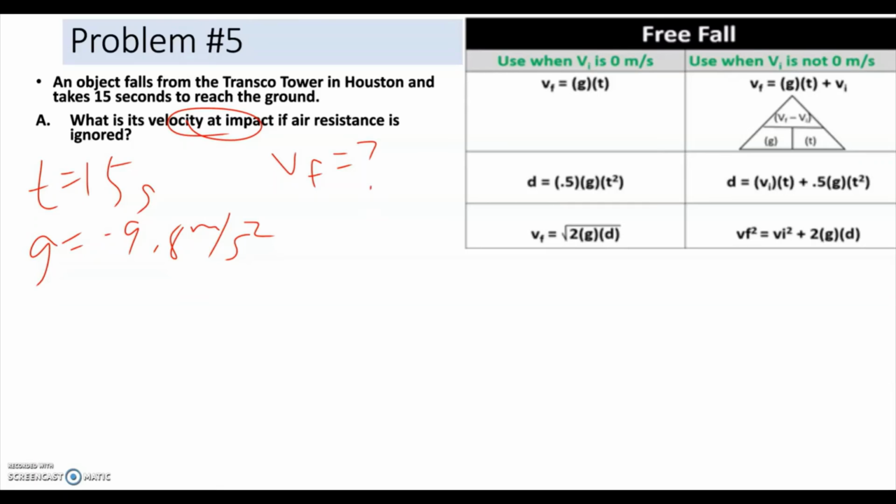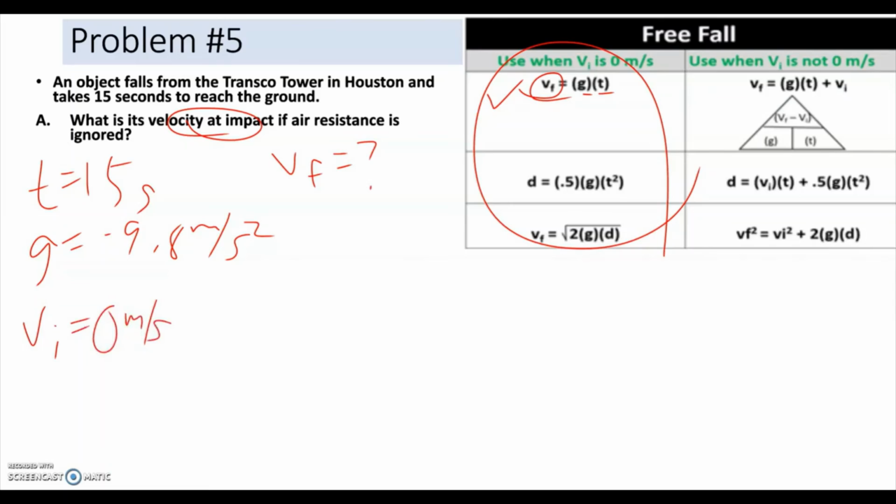All right, so for this one, we are given time and gravity. We are going to need to use this first equation to find the final velocity. That is what we are looking for. I'm staying on this left-hand side because we were not given an initial velocity. We assume it's 0. We assume that the object was dropped off the tower and not thrown.